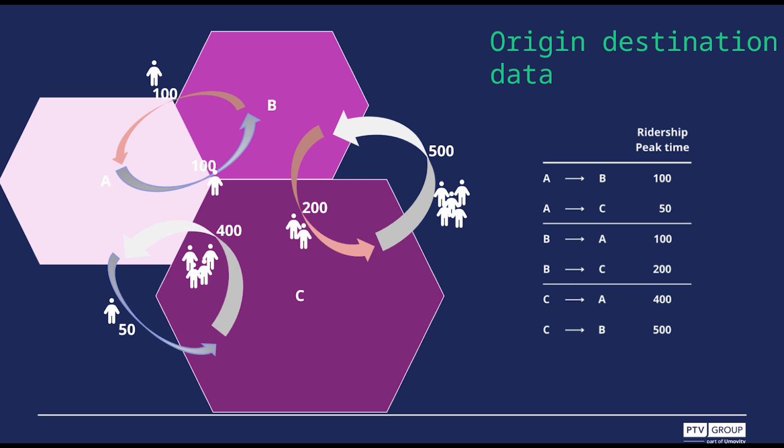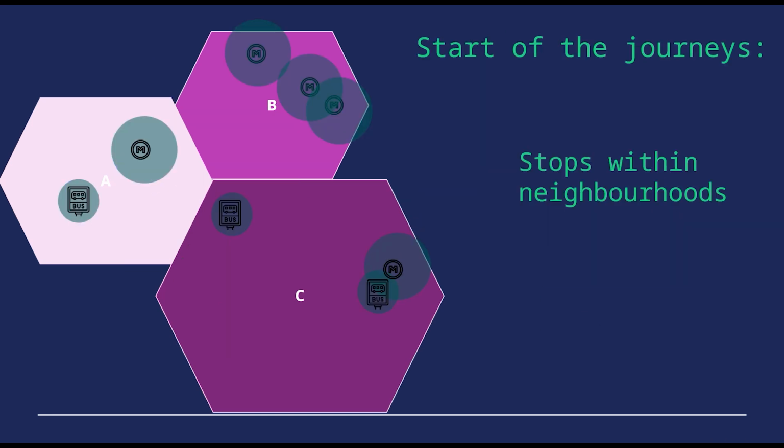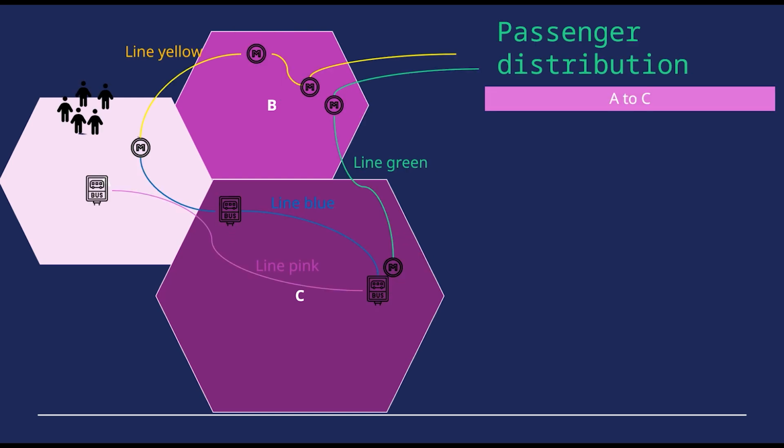Imagine you have ridership data in the form of an origin-destination (OD) matrix showing travel demand between different neighborhoods. In this example, we have a look at three zones, A, B, and C. Each neighborhood corresponds to a zone and is connected with the stops within its boundaries or overlapping its catchment area. This setup ensures that passengers in each zone are assigned to the most appropriate stop to start their journey.